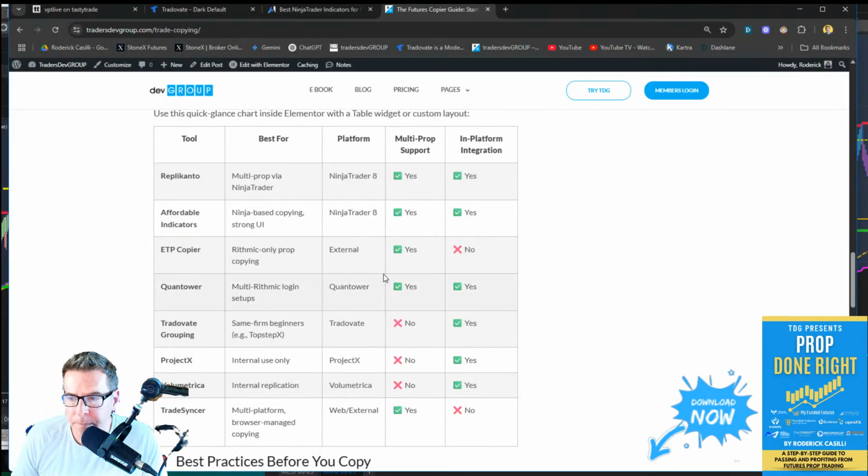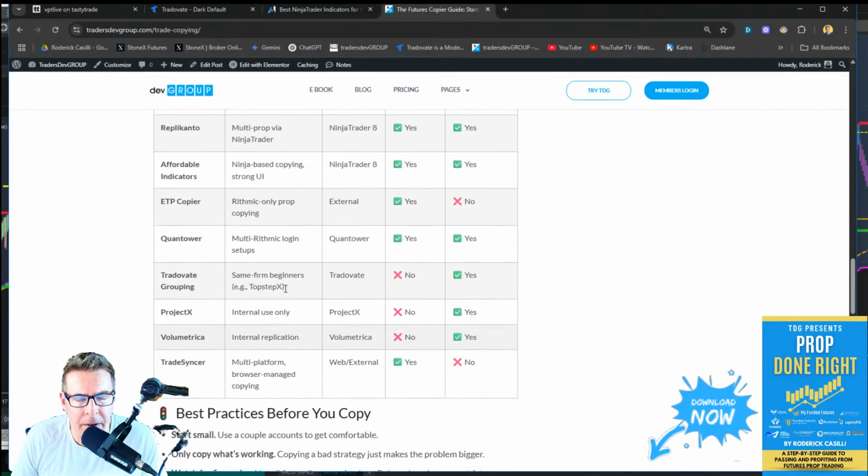So here's the matrix that I created. I think this is pretty accurate. You can take a look at that.